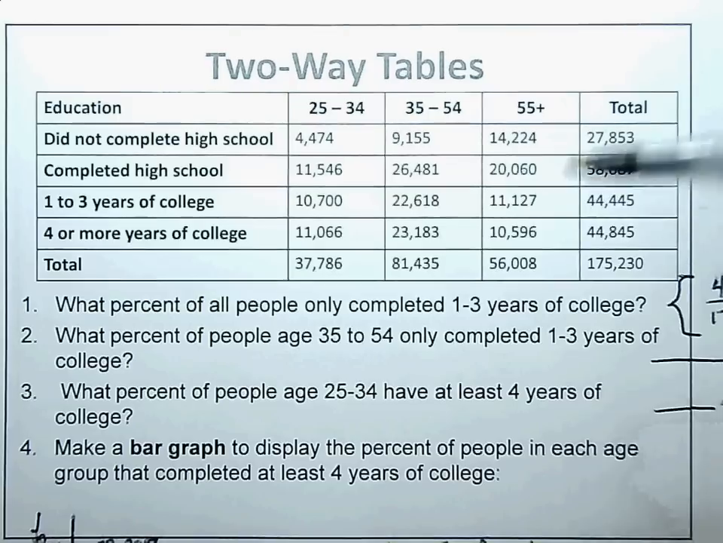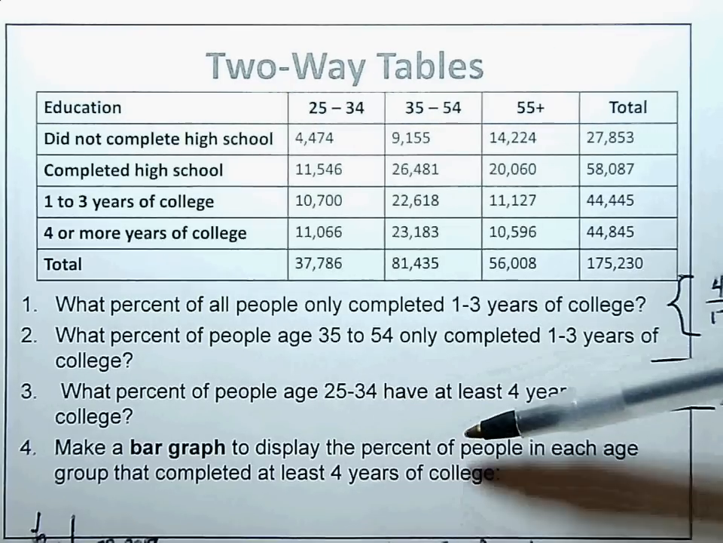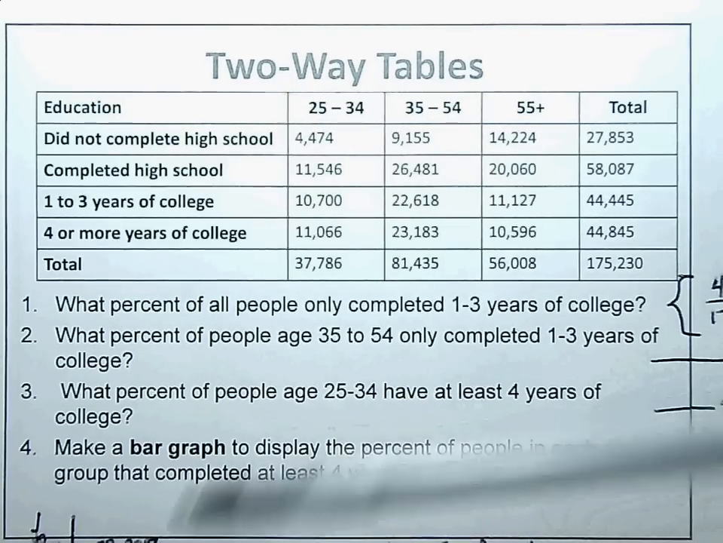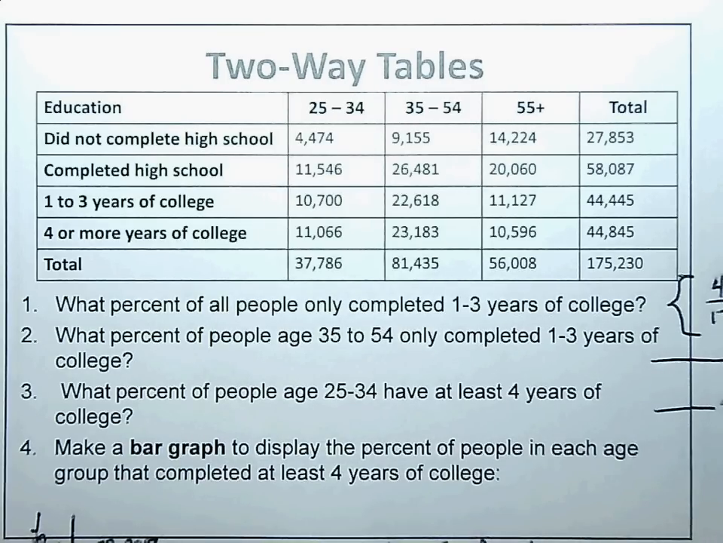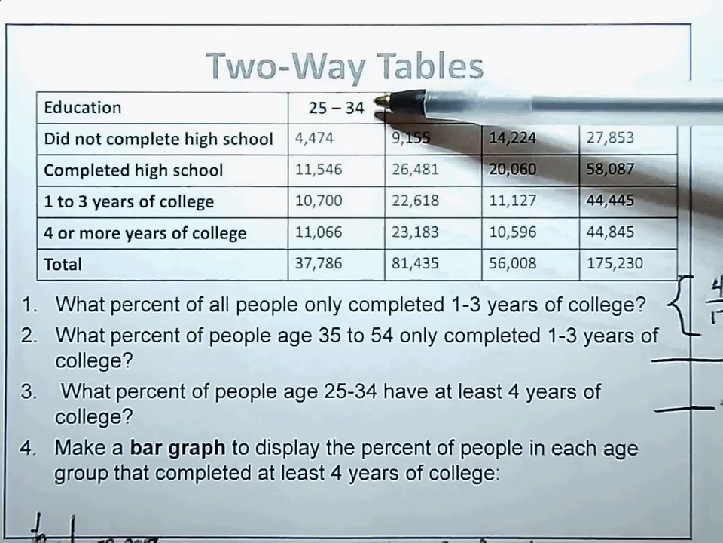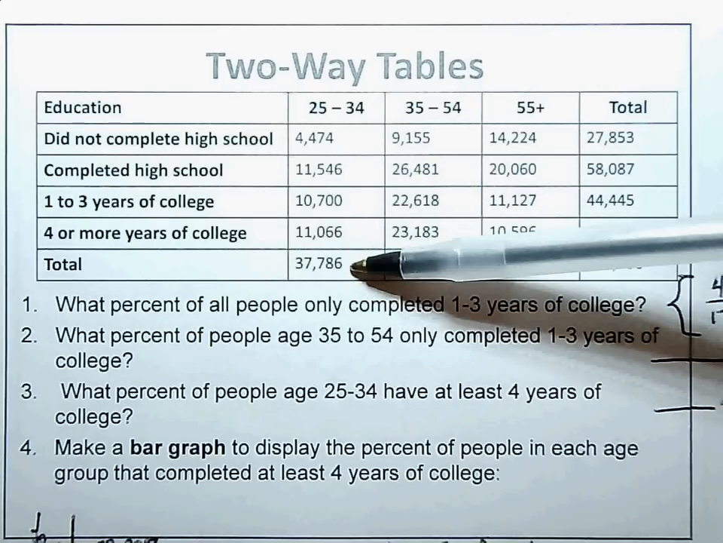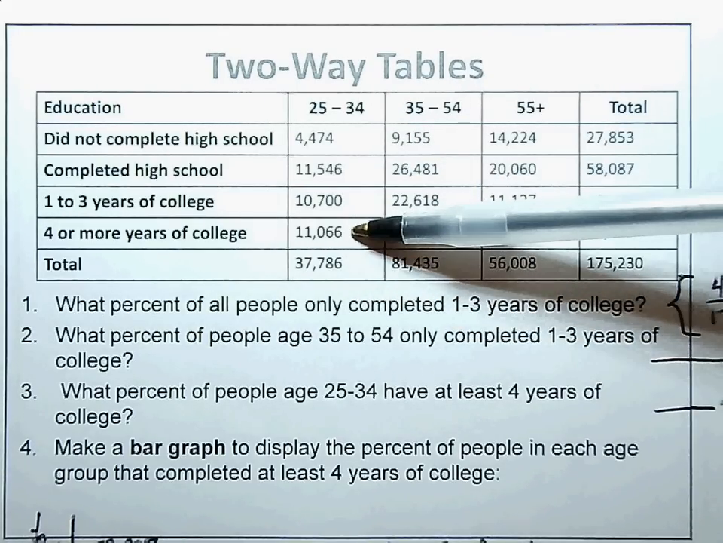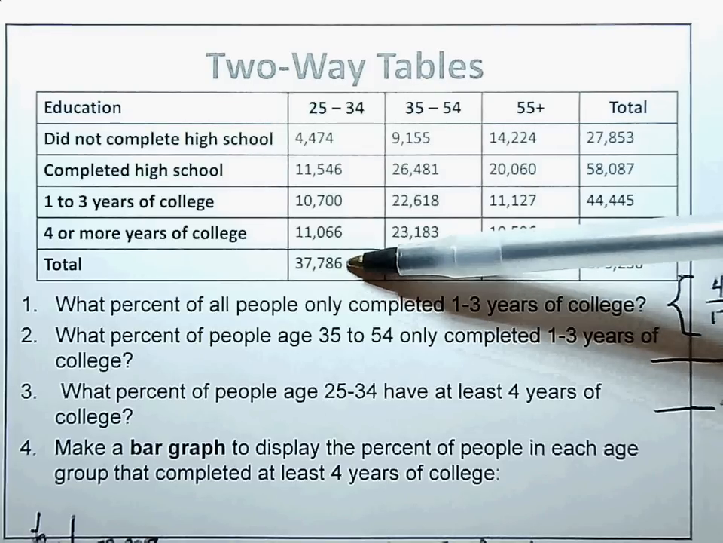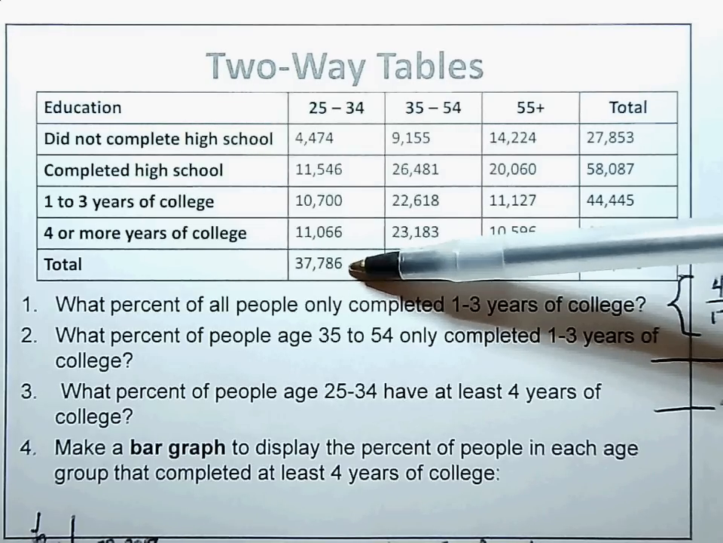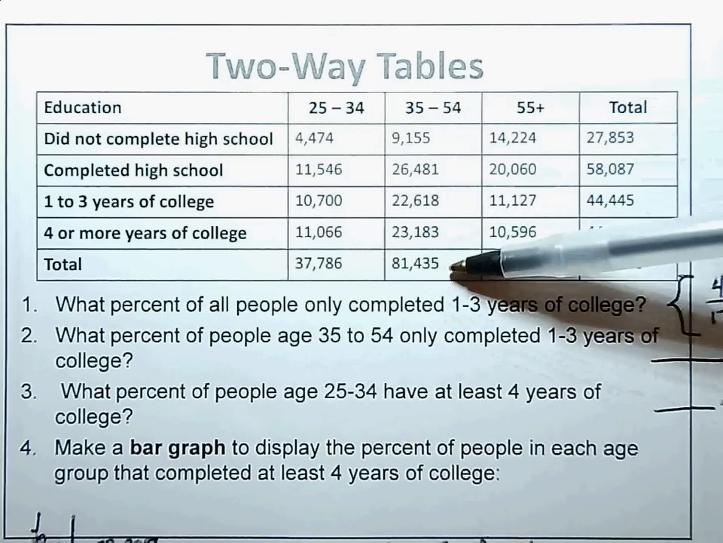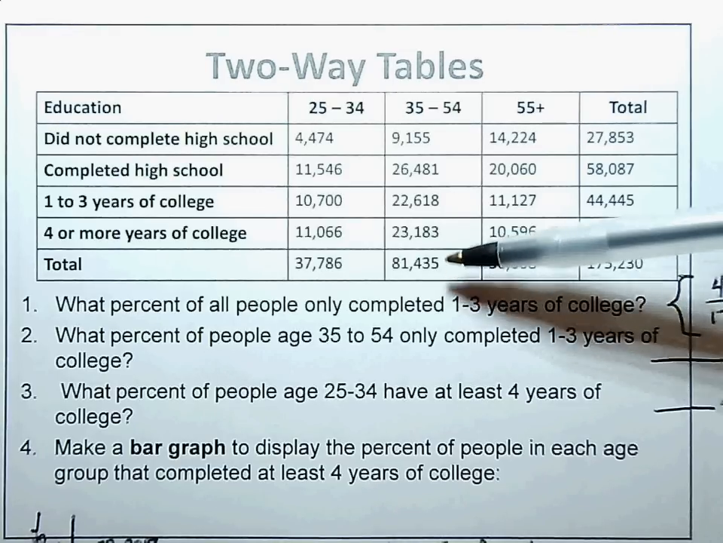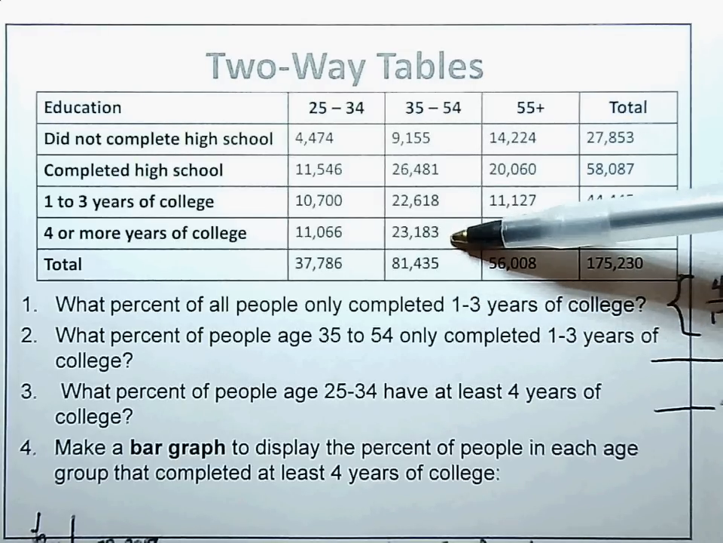Notice that it says that I'm looking for a bar graph to display the percent of people in each age group. That means that my denominator is going to change for each bar. I'm looking for the percent of people 25 to 34 that completed 4 years of college. So that would be 11,066 divided by 37,786 for that bar. Then I'm also looking for the percent of people aged 35 to 54, total is 81,435, who completed 4 or more years of college. So my numerator is 23,183.